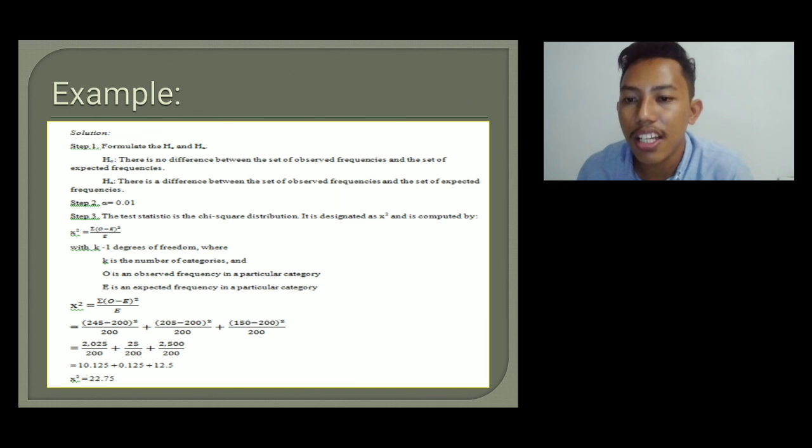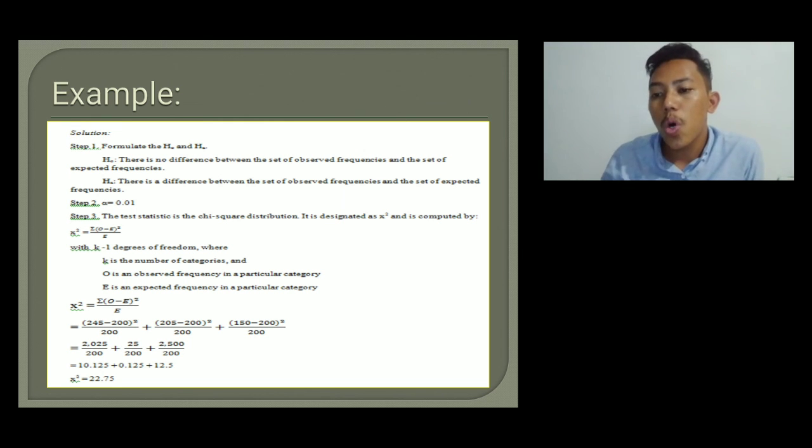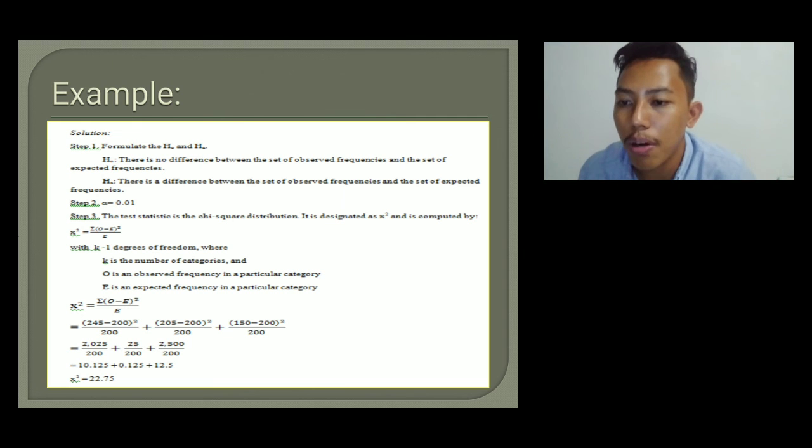It is designated as x squared and is computed by x squared is equal to the sum of O minus E squared over E, with k minus 1 degrees of freedom, where k is the number of categories and O is an observed frequency in a particular category. E is an expected frequency in a particular category. So we need to substitute our given values into this formula.